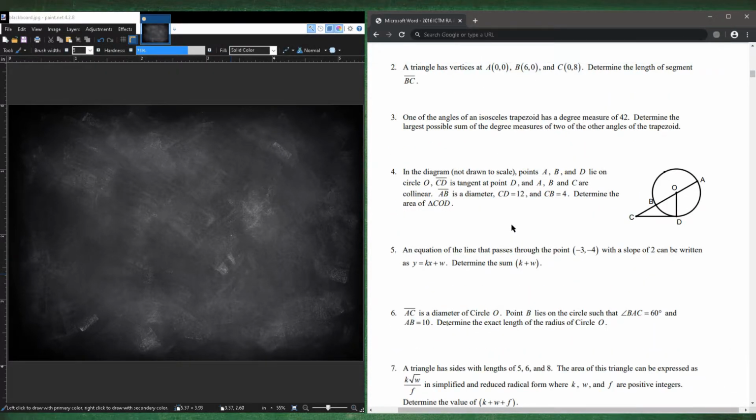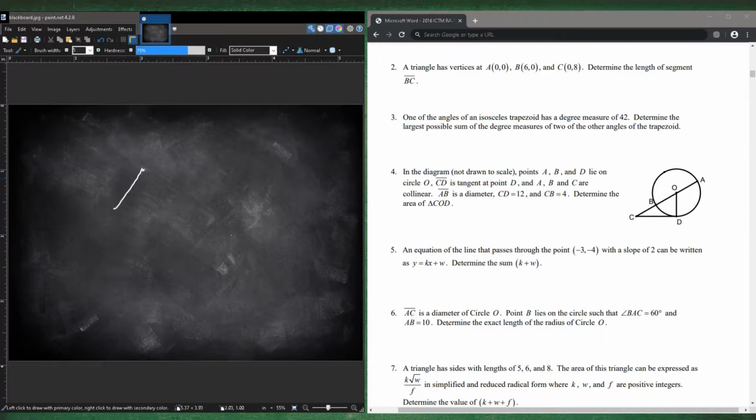Number 3. One of the angles of an isosceles trapezoid has a degree measure of 42. Determine the largest possible sum of the degree measure of two of the other angles of the trapezoid. Okay, since this is an isosceles trapezoid, let's call this angle A, and let's call this A, because they're the same thing, so these have to be the same. And this is B, and this is B, because it's also isosceles. So the top angles have to be the same, and the bottom angles have to be the same.